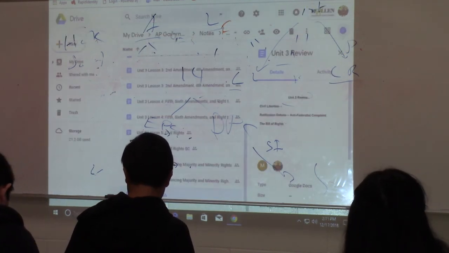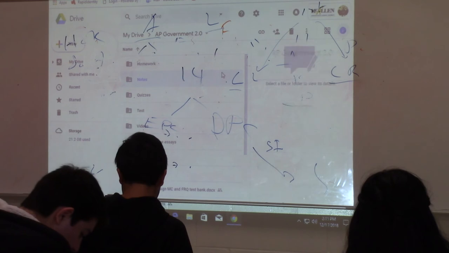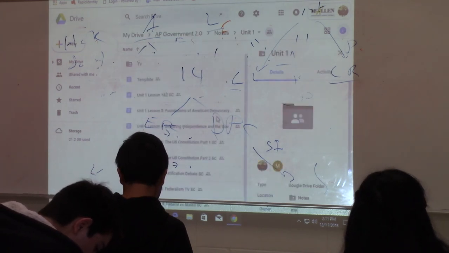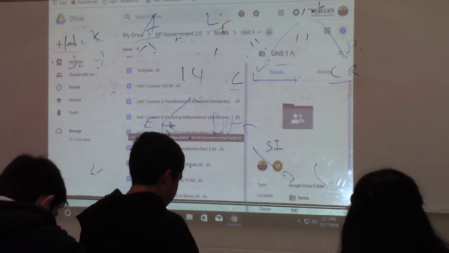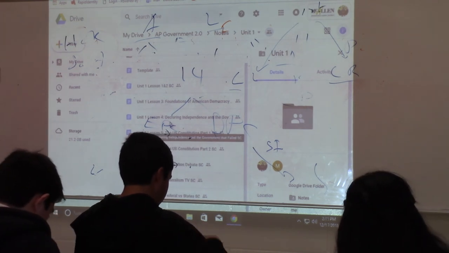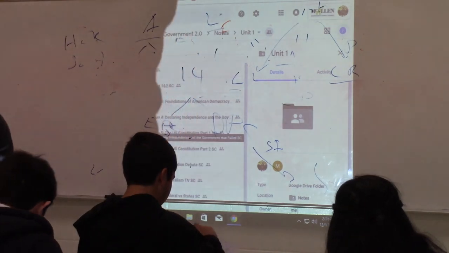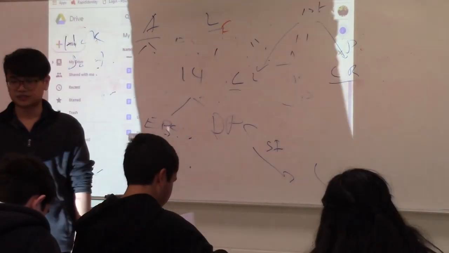Alright, so here's what I want you to do, guys. It doesn't matter if they have blanks, whatever. I just want you to check that they have all the lessons. So for unit 1, there's 9 lessons. So go through, flip it really quickly. 9 lessons for unit 1. Flip through it as quickly as you can.